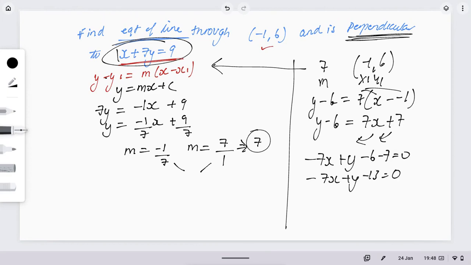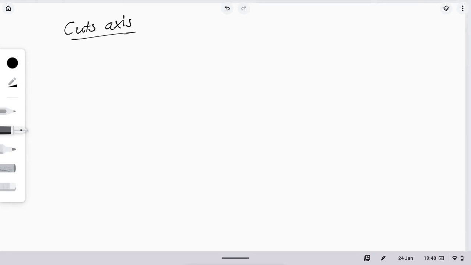So that's a real common question, and it's a type of question that Junior Cert students find, and even Leaving Cert students find as well. Now, another thing to take note of is cutting an axis. So the easiest way, say they said graph the line 4x plus 2y is equal to 10, is to find where it cuts both the x-axis and the y-axis.